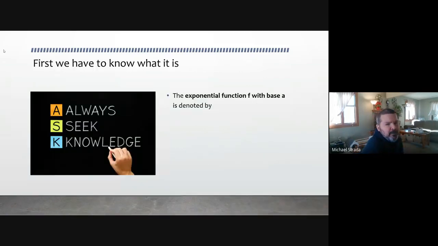First, we have to know what it is. The exponential function f with base a is denoted by f of x equals a to the x, where a is greater than 0, a is not equal to 1, and x is any real number.